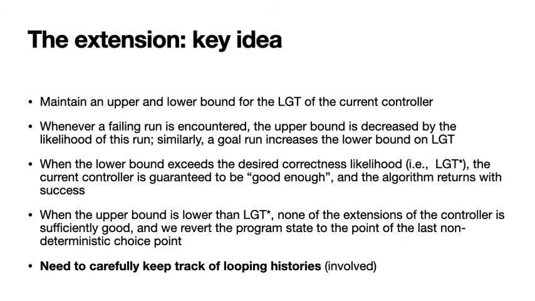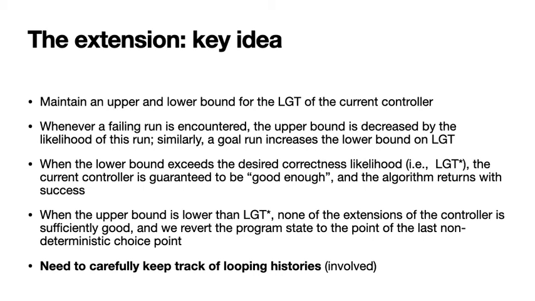The key idea really, since the actual treatment is fairly involved, you can have a look at the journal paper, but the key idea really is to basically have upper and lower bounds for the likelihood of goal termination. So the way it works is that every time you encounter a failing run, a run that doesn't go anywhere, the upper bound gets decreased. Analogously, if a run or history reaches a goal, you increase the lower bound.